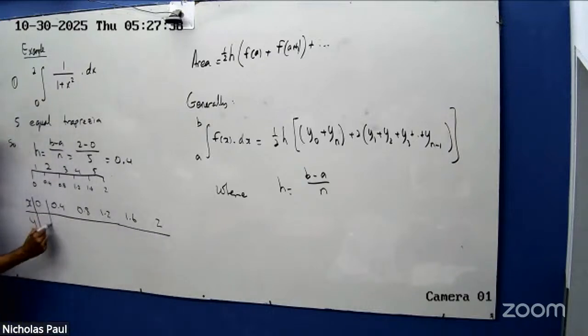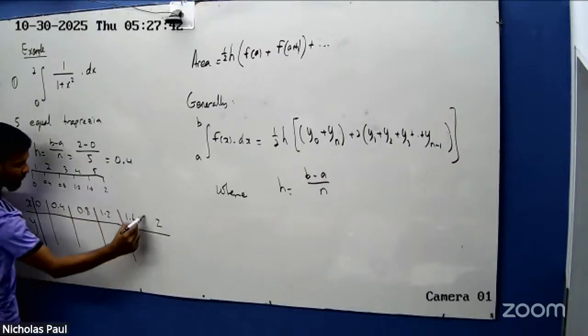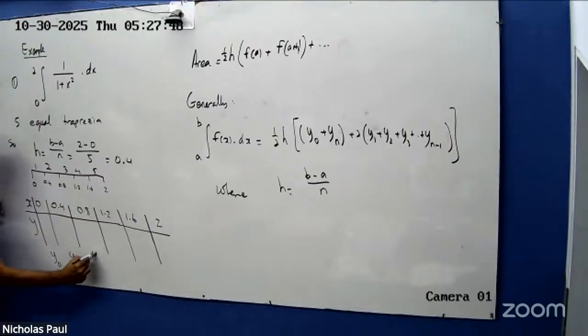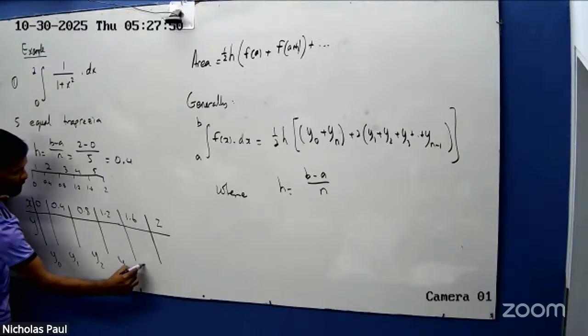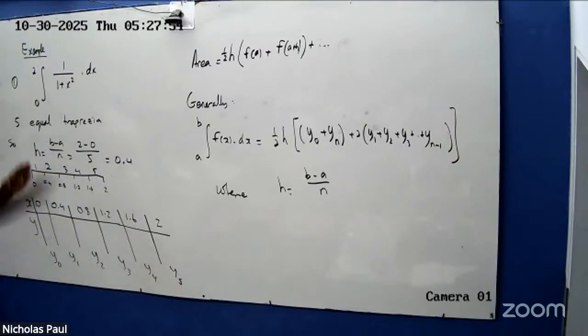And then the trick now is to get the y value. Of course, there's your first value, there's your second value, there's your y2, y3, y4, y5, right? So you will know what is going in the formula.